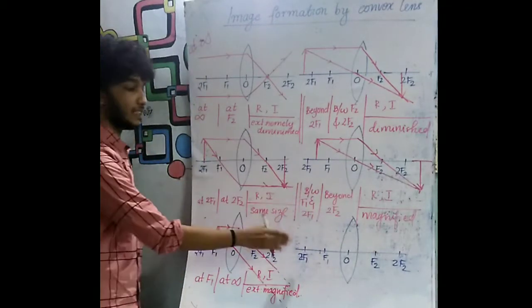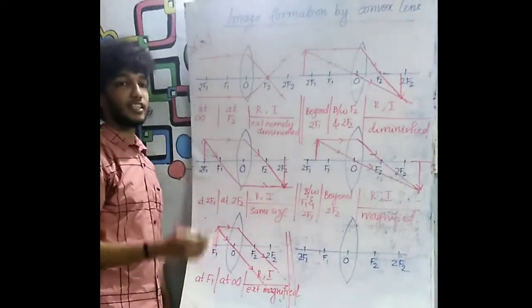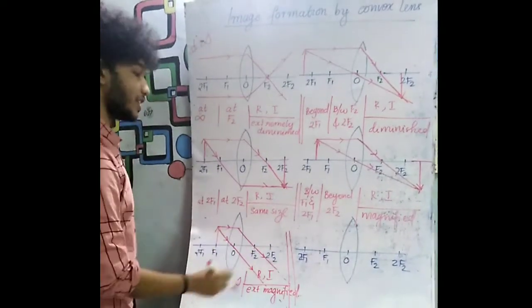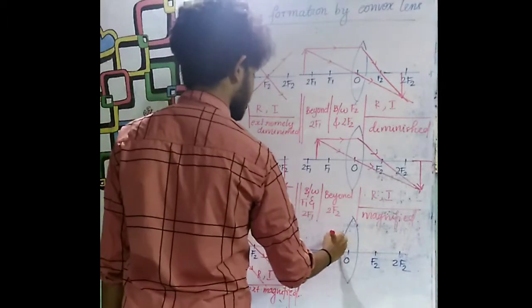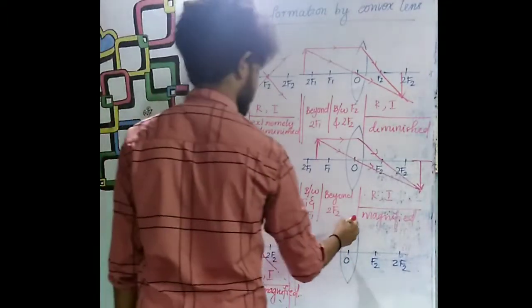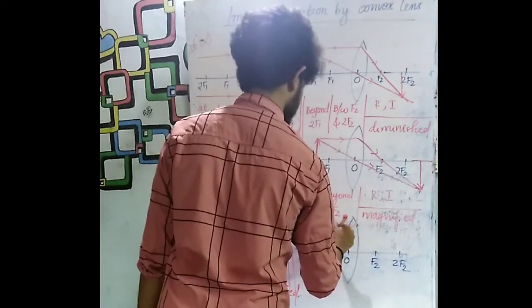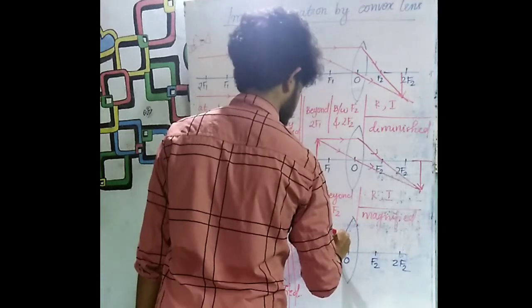Now see the sixth and the exceptional case. Where are we placing the object here? Very close to the lens. Where shall it be? Between f1 and O. Or we can say between f1 and the lens. Lens means optic center. Between f1 and O I have placed the object. Let it be a little bit smaller.